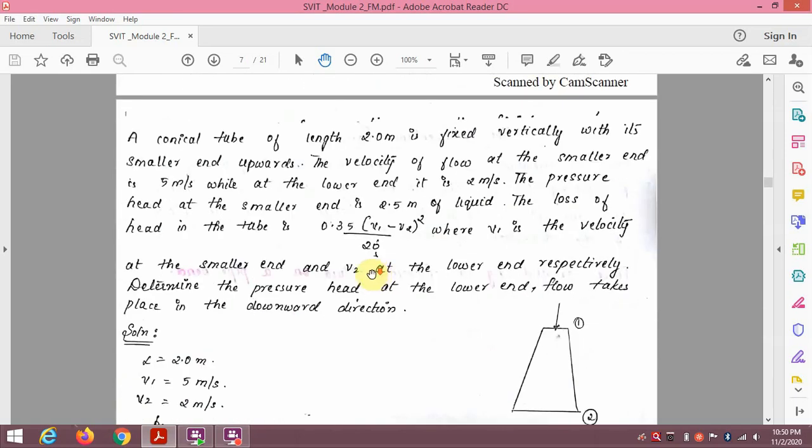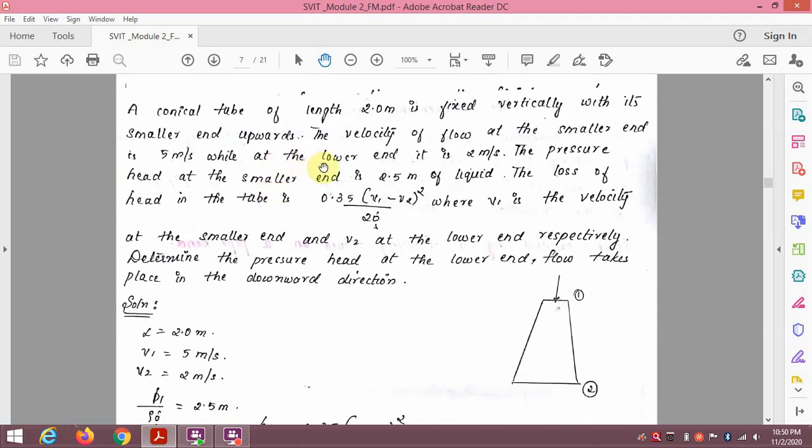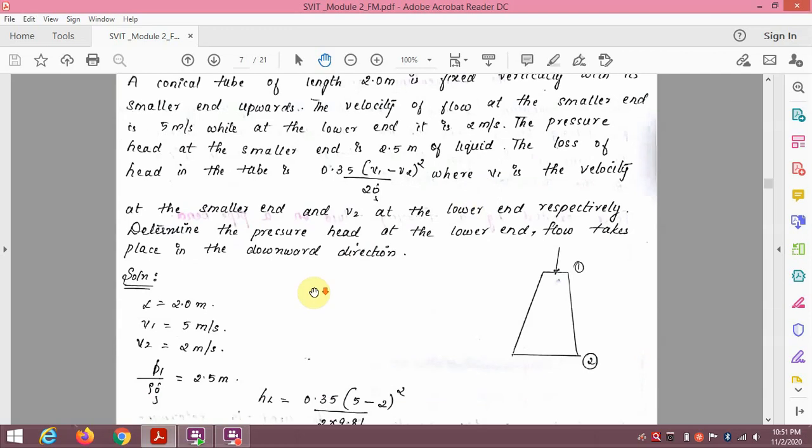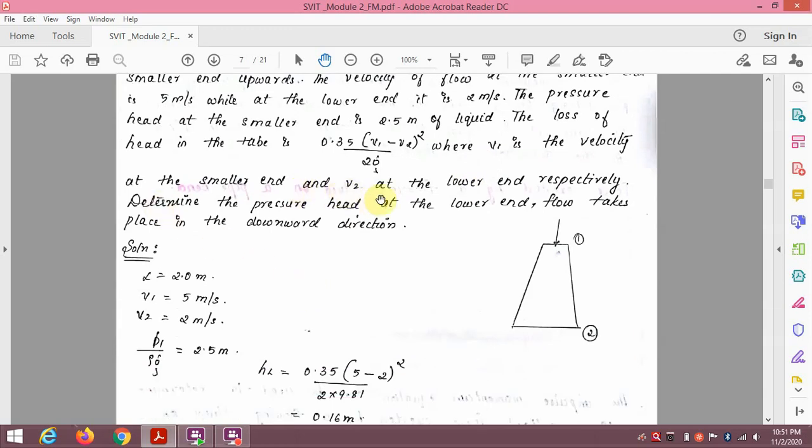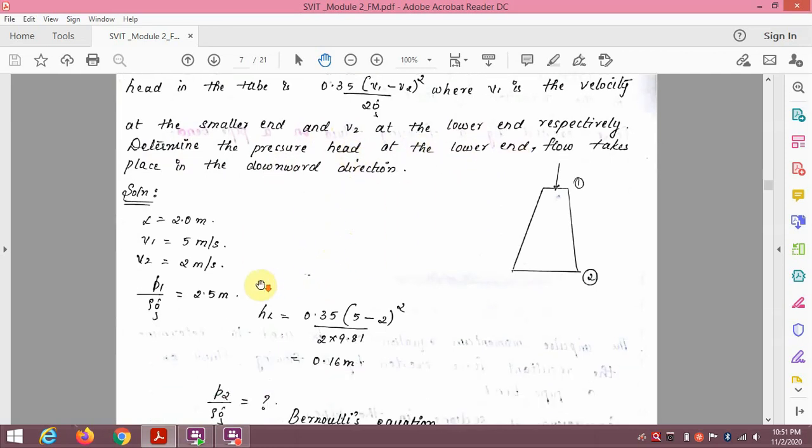Then the third problem: a conical tube of length 2 meters is fixed vertically with its smaller end upward. The velocity of flow at the smaller end is 5 meters per second, while at the lower end it is 2 meters per second. The pressure at the smaller end is 2.5 meters of liquid. The loss of head in the tube is 0.3 into V1 minus V2 the whole square over 2g, where V1 is the velocity at the smaller end and V2 at the lower end respectively. Determine the pressure head at the lower end. Flow takes place in the downward direction.